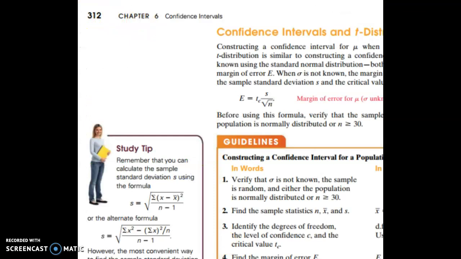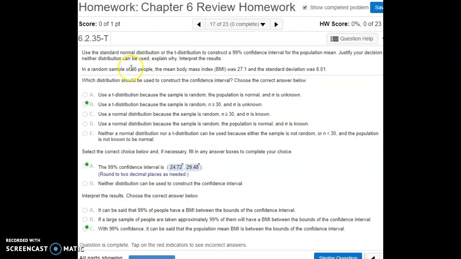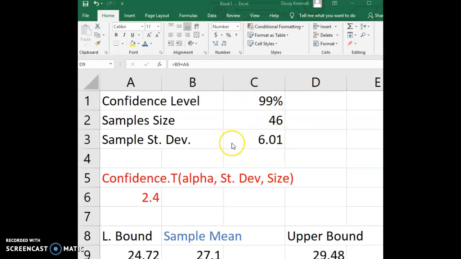In 6.2, the decision-making process for using the t-distribution is also listed right here. The population standard deviation is not known, but we also have to have a random sample, and either the population's normally distributed, which we were not told in this problem, or the sample size is greater than 30. And in this case, we do have a sample that is larger than 30. And so then we're going to rely on the central limit theorem to help us construct these confidence intervals. So here's the information from the problem.